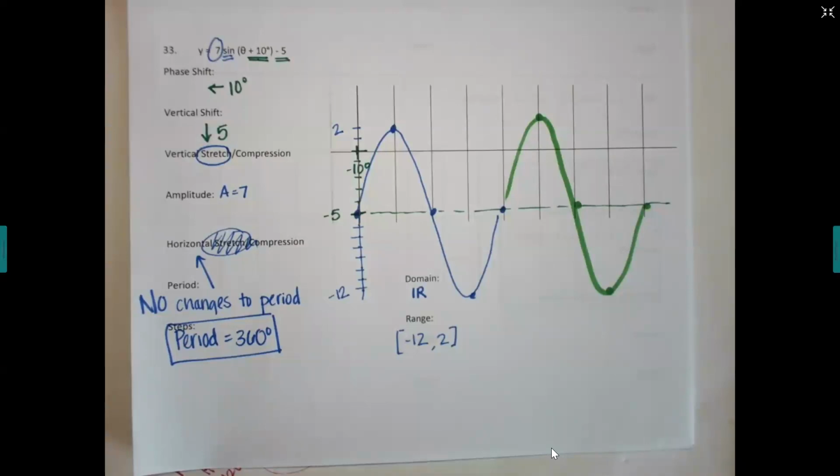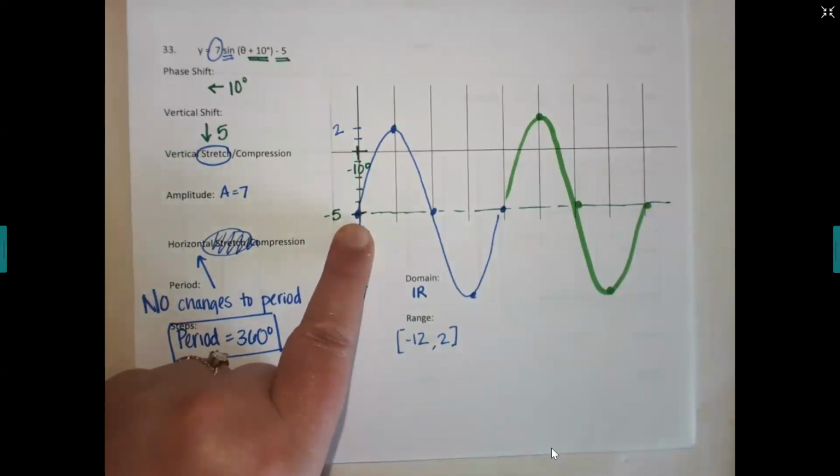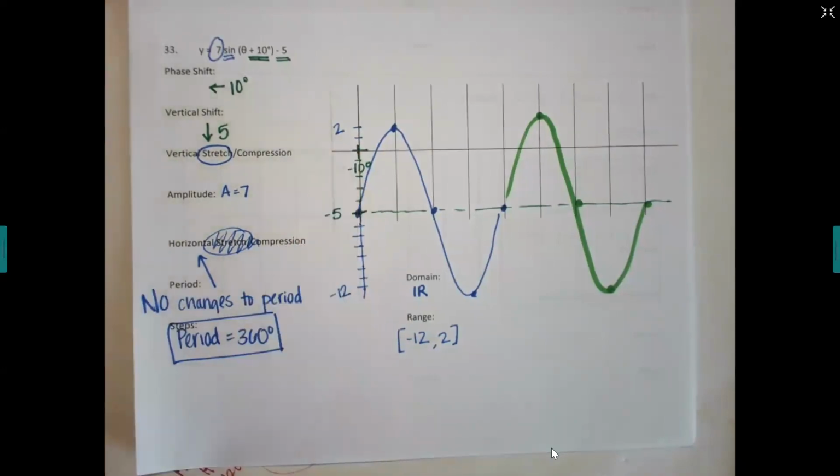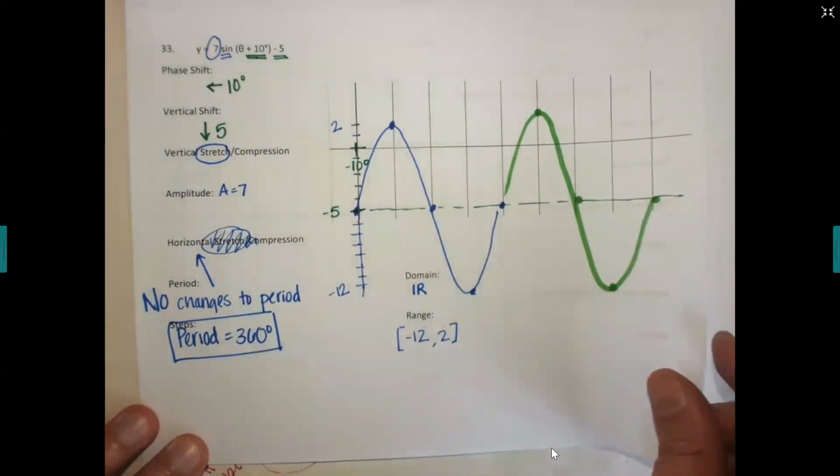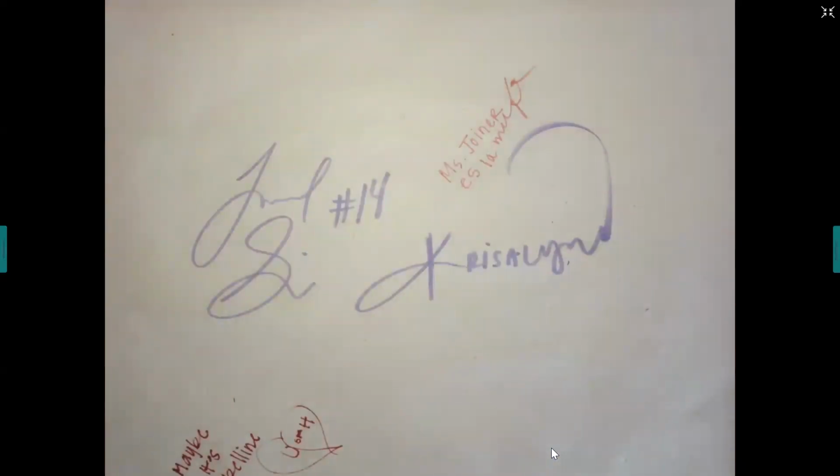Okay, remember that your sine graph starts at the center. Cosine, the only difference is you're going to start at the top. So your wave is kind of like shifted back a little bit, but overall, same process. Okay, so we're going to do number 35.